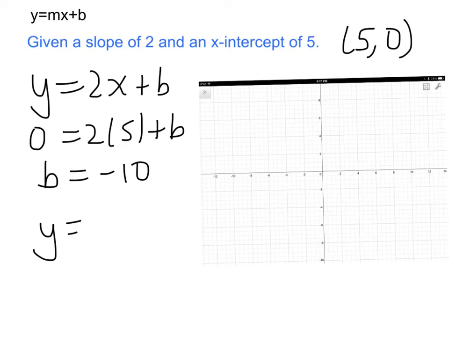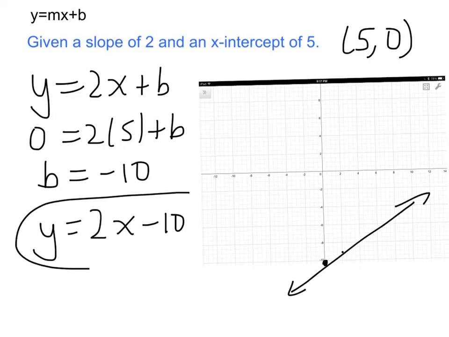The equation is y equals 2x minus 10. So start with the y-intercept. Go up 2 over 1. Sorry, a little bit tricky on this one. Connect your lines, and now you have the equation 2x minus 10, which has a positive slope, a negative intercept, and we solved this using slope and x-intercept.